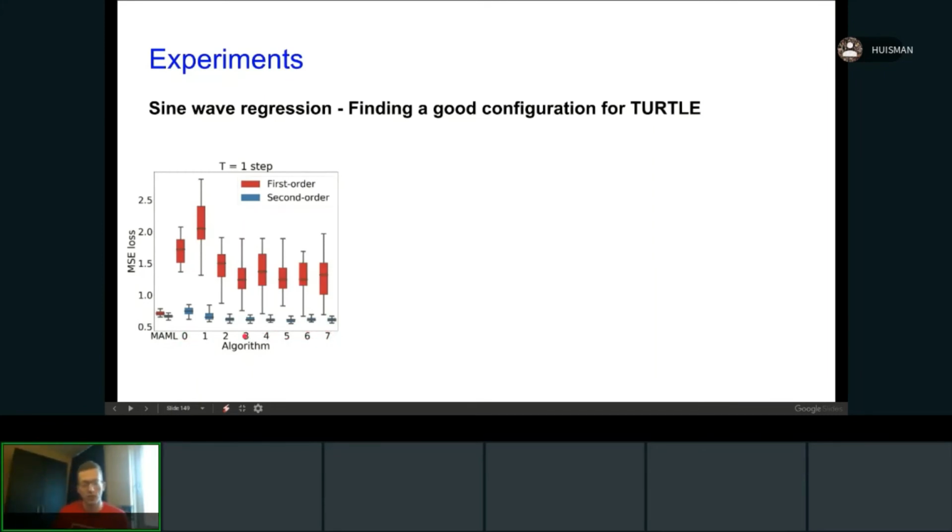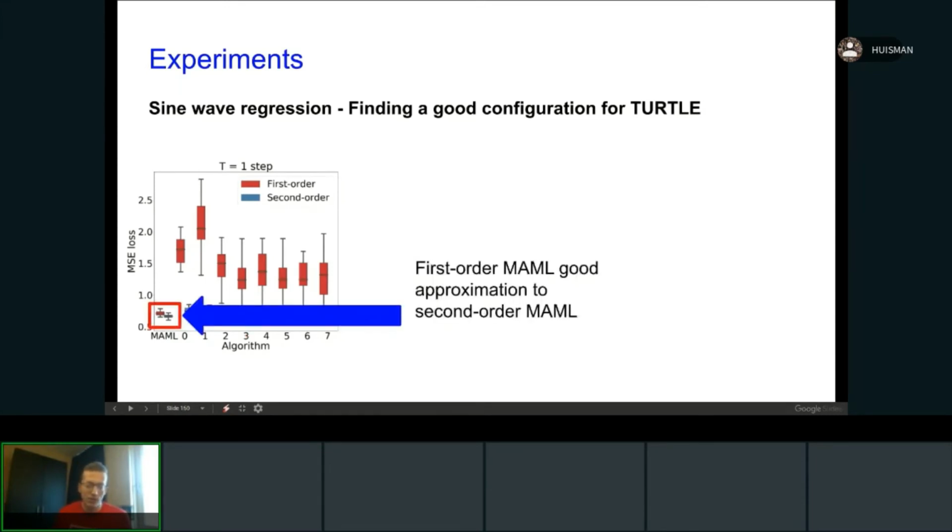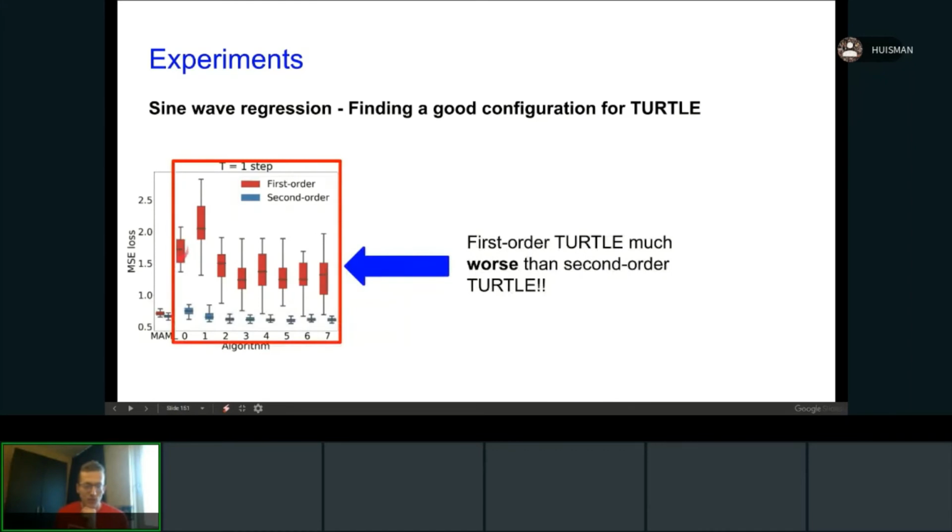And as you can see, for MAML, it really does not matter whether you make this first order approximation or use the second order variant. For Turtle, however, the difference between these first order approximations and the second order variant is very large. So this indicates that the first order approximation is really hurtful to performance.